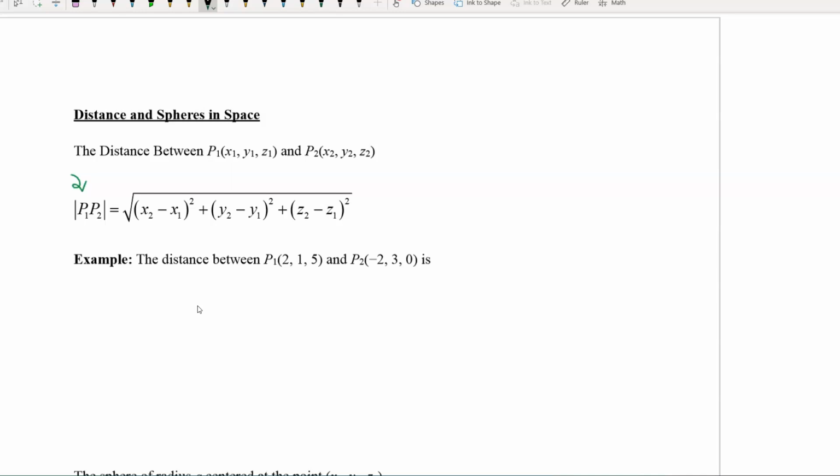Here, example, find the distance between P1 and P2. So P1 is 2, 1, 5. Here, x is 2, y is 1, and z is 5.